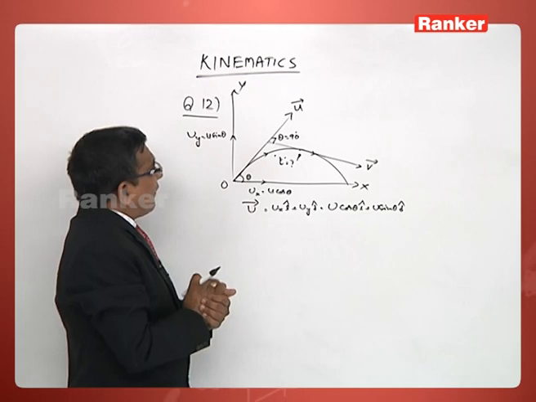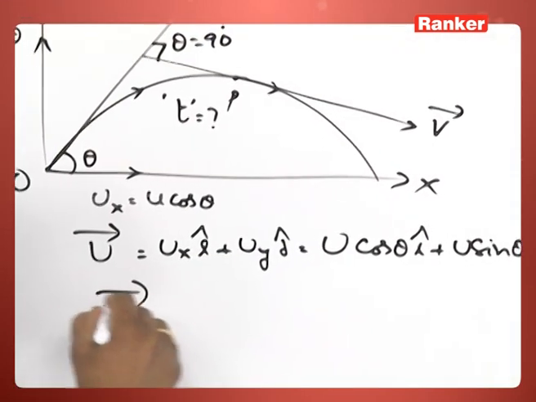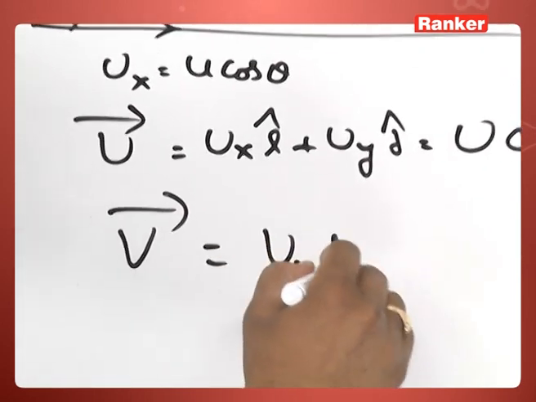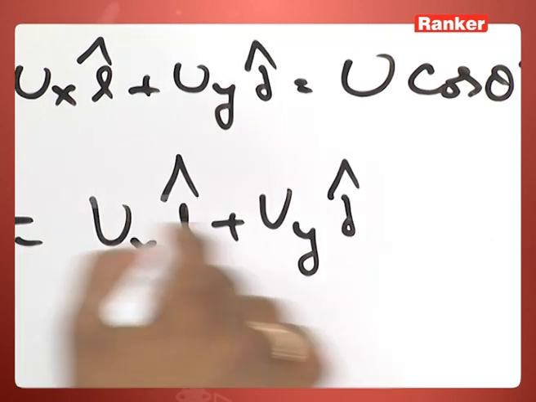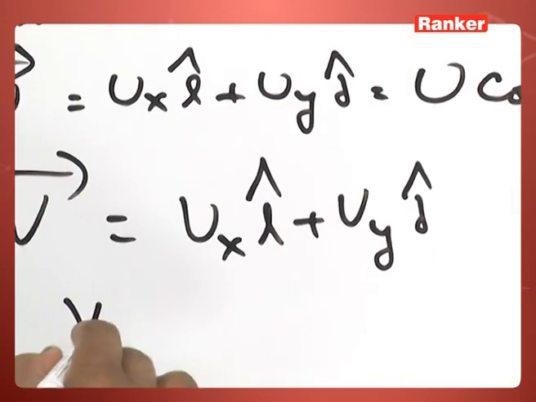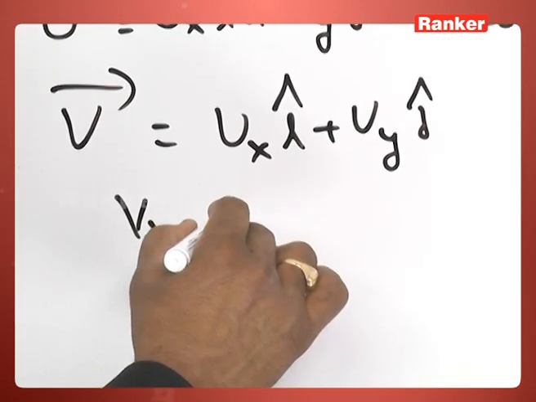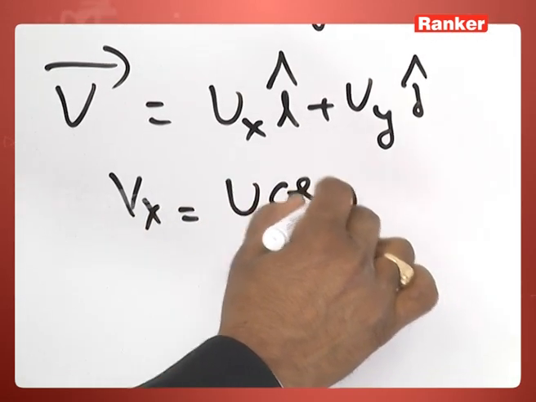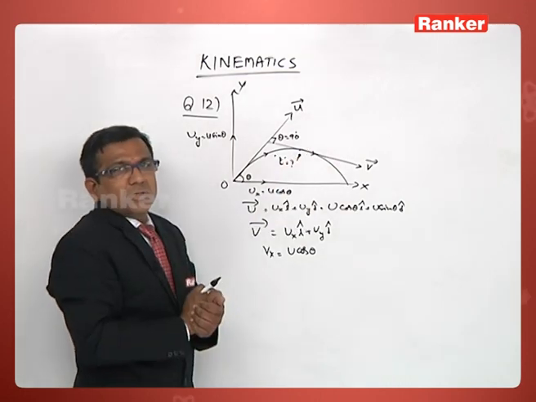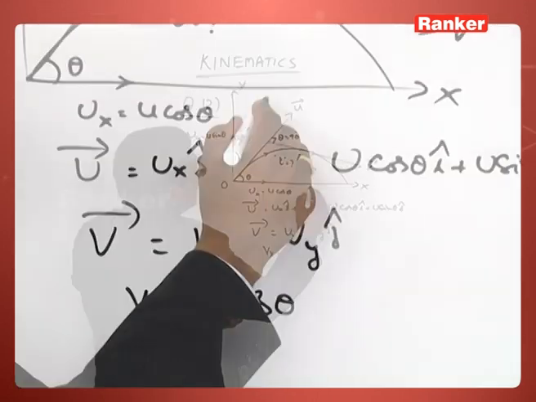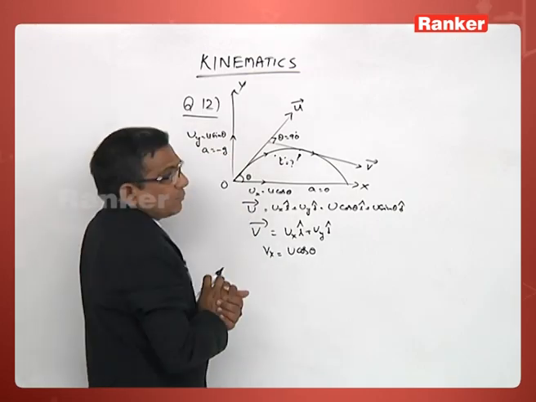Now, what is the final velocity vector? Final velocity vector after a time t, v bar, you can write vx i cap plus vy j cap. Then, what is vx value? What is vy value? As you know, in projectile motion in the horizontal direction, there is no change in velocity. So, vx will be u cos theta only. In the horizontal direction, the velocity component remains the same, because in the horizontal direction, acceleration is 0. In vertical direction, it is minus g.